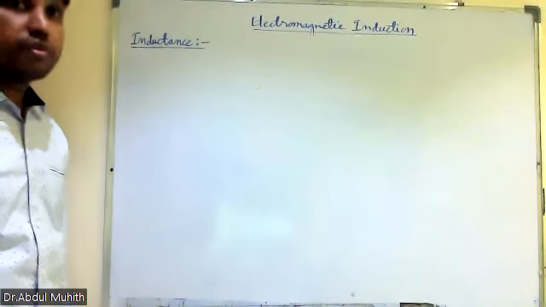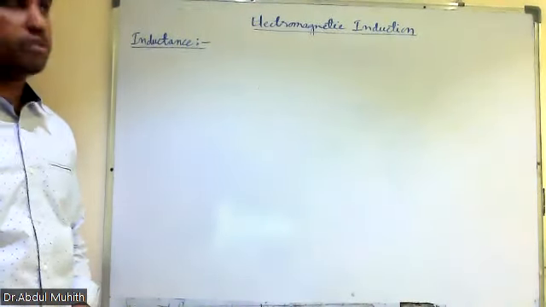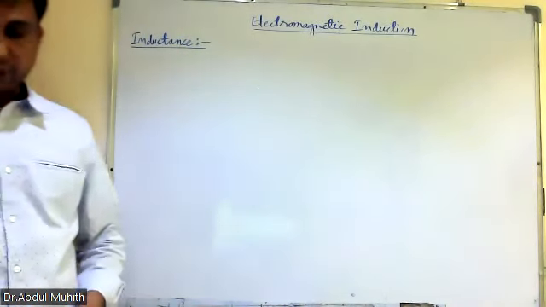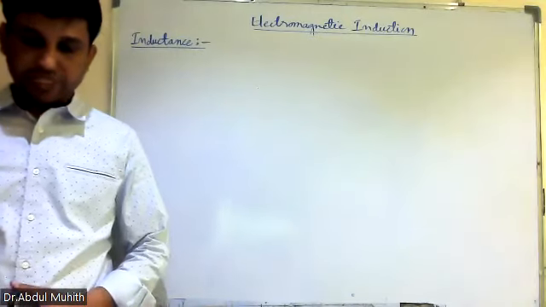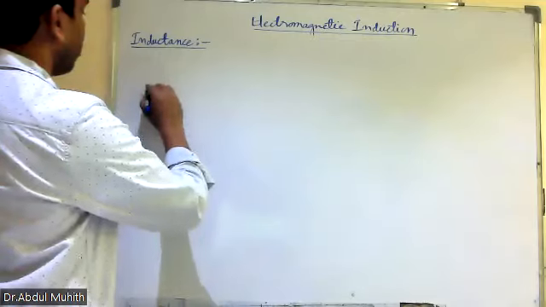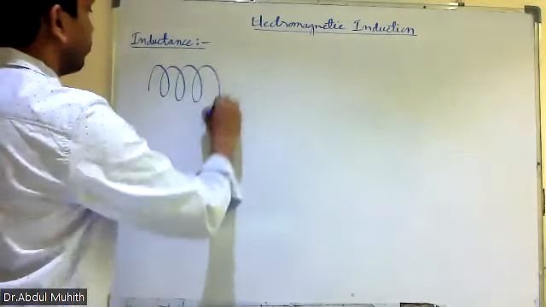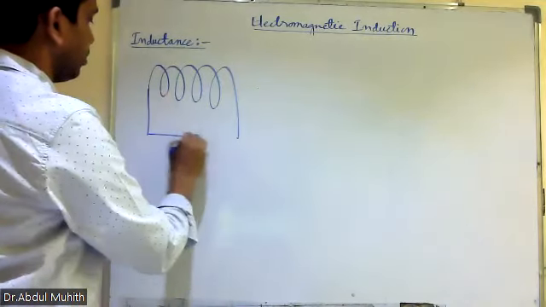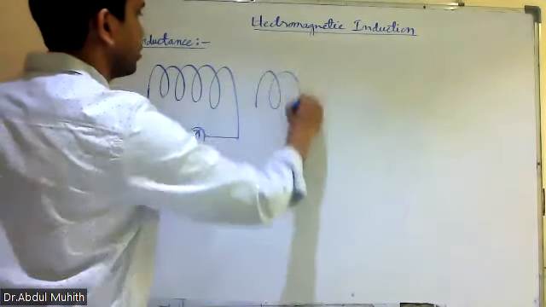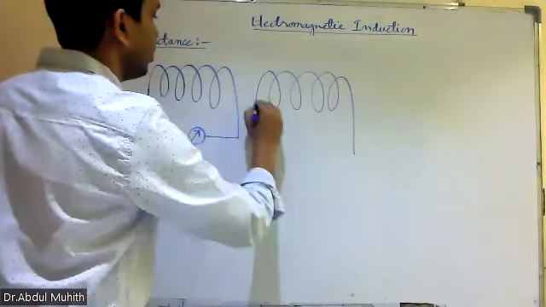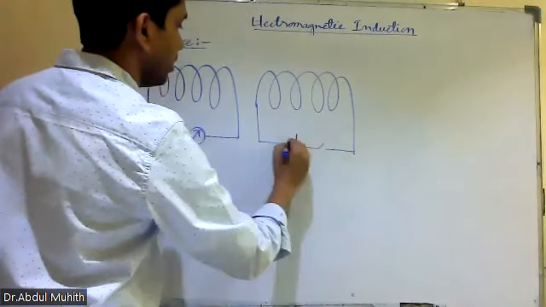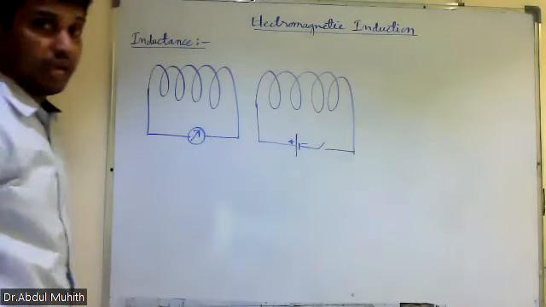In inductance, what happens here? In inductance, electric current is induced in a coil by flux change produced by another coil in its vicinity, or flux change produced by the same coil. See here, there are two concepts. Suppose this is the first coil. Now this is the galvanometer, and there is a second coil like this. Now this second coil is connected to a switch like this, and this is a tapping key, not a normal key.